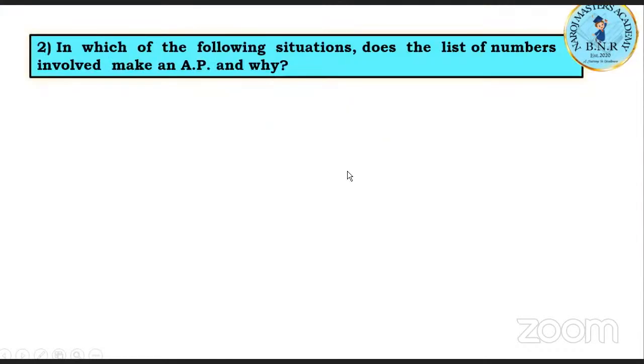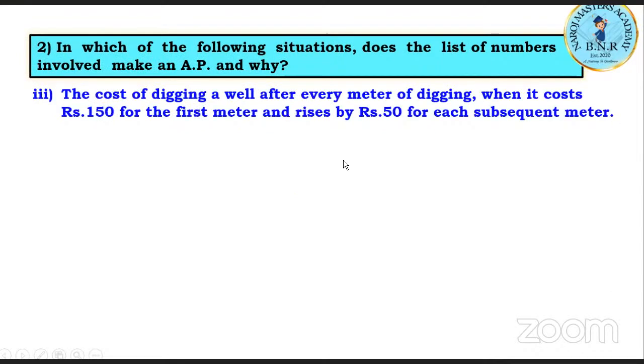We got the direct differences here. That's why. The cost of digging a well: after every meter of digging, it costs 150 for the first meter, is it right? Yes, sir. And thereafter it rises 50 for each subsequent meter. So we are digging a bore well, is it right? Assume that it is a bore well. We are digging now. For the first meter, what is the cost?